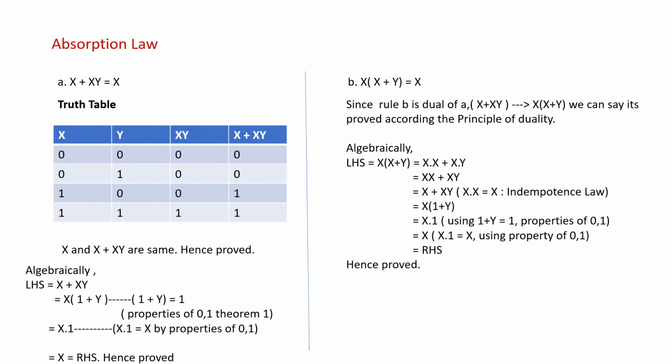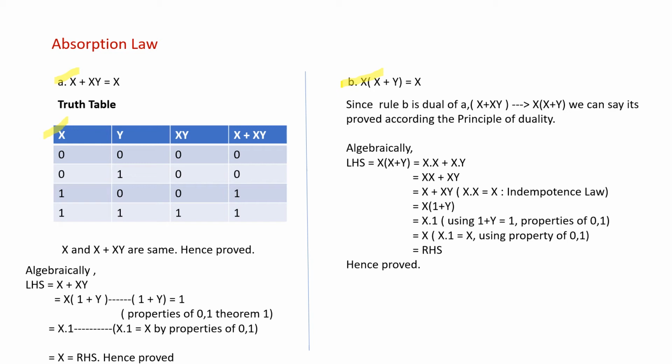Next law we are going to look at is the absorption law, and according to this law, x or x and y is the same as x, and statement B states that x and x or y is the same as x. We can very well prove this using a truth table, and we have seen multiple times how to prove using a truth table.